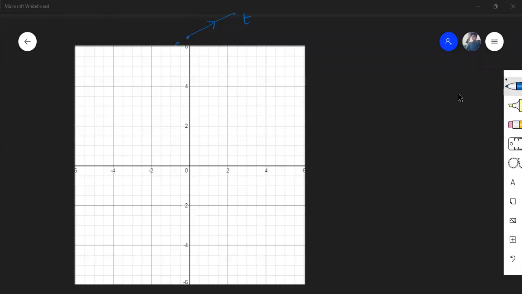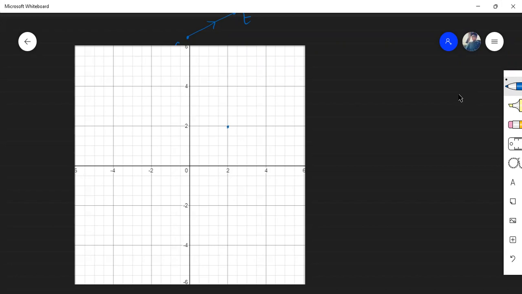Okay. So if I have to describe a vector here on the Cartesian plane, what I would do is I will make a starting point and I will make an ending point. So this was the starting point and this was the ending point. And this is the direction of the vector.